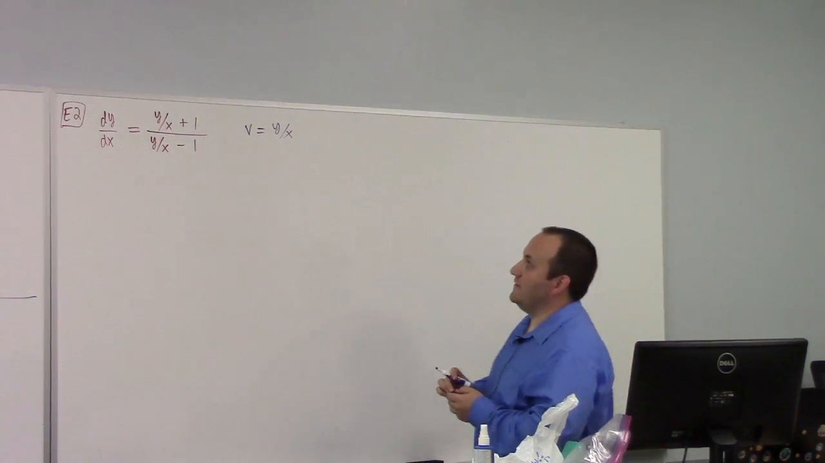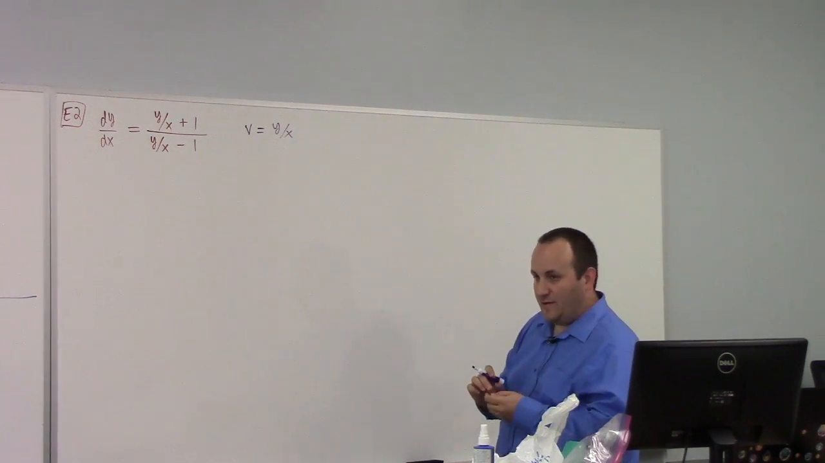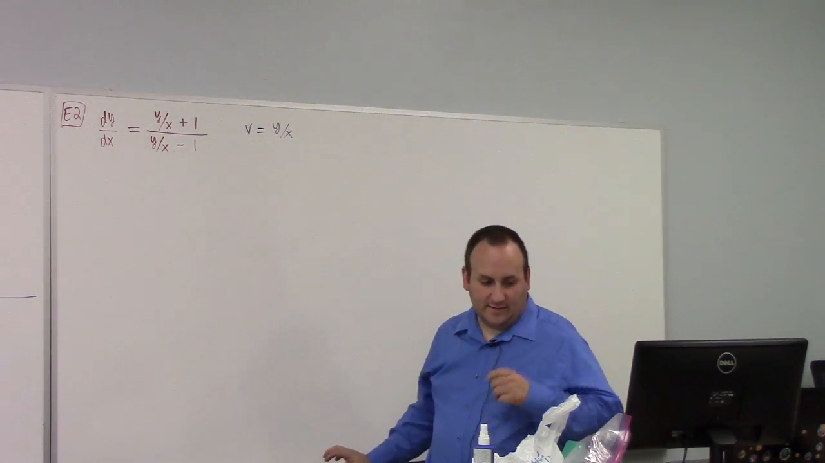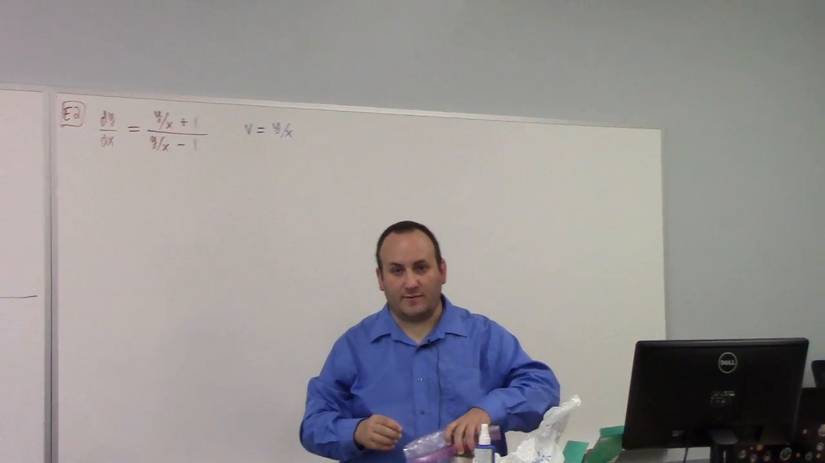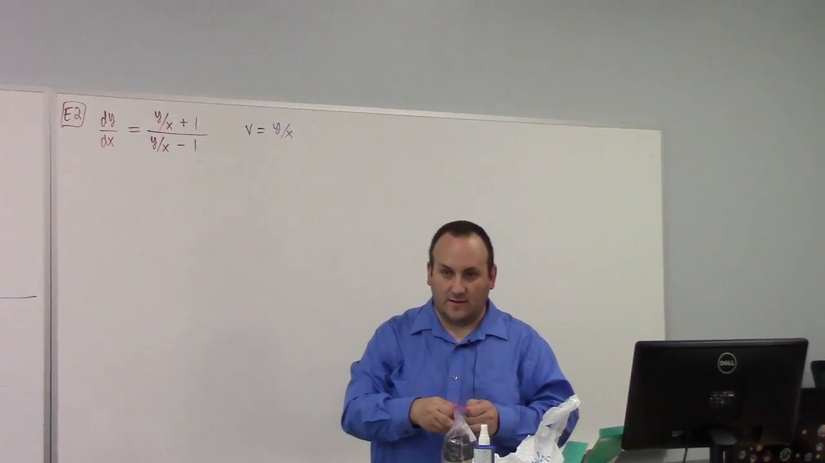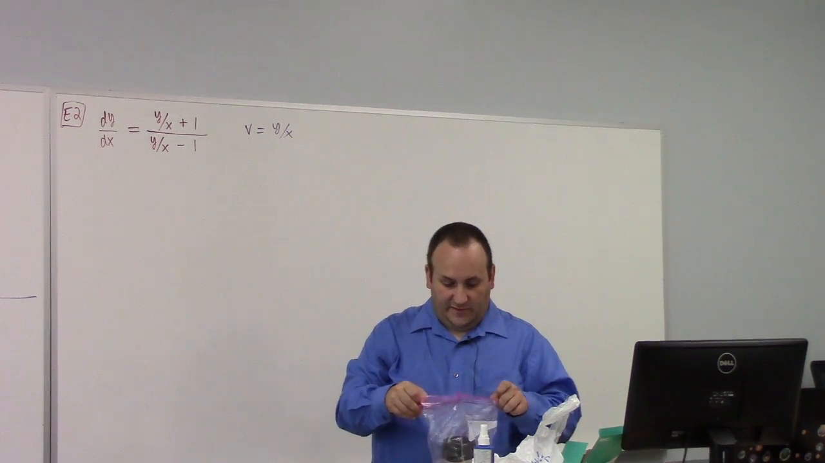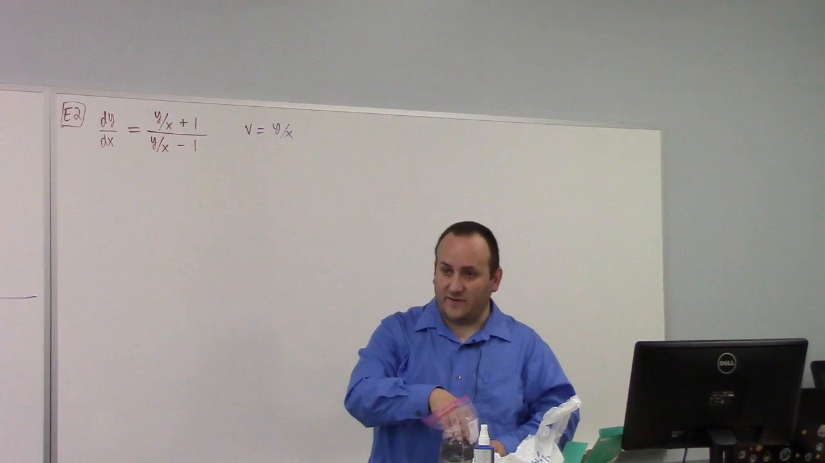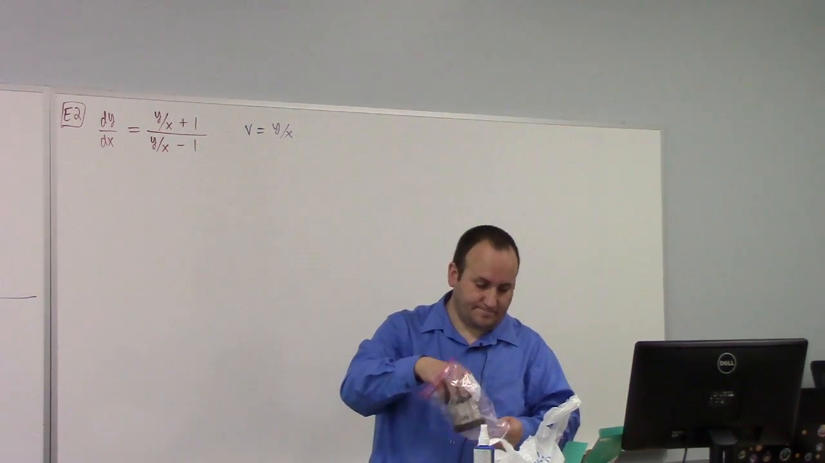Now I want you guys to figure out for me, while I'm drinking my soup, what's the relation between dv dx and dy dx? And what does this differential equation become when we change it to v and x rather than y and x? So your goal is to replace y and its derivative in terms of v and its derivative.